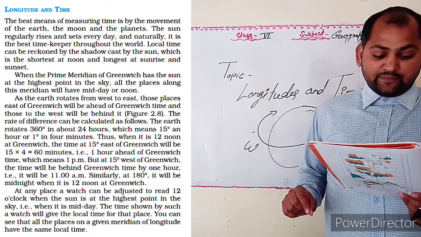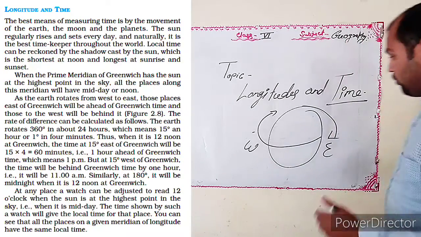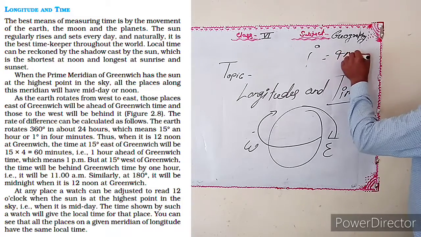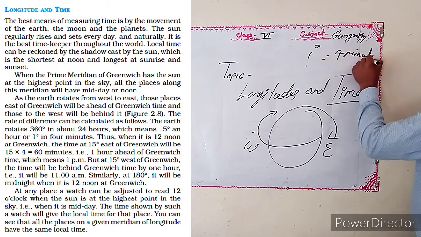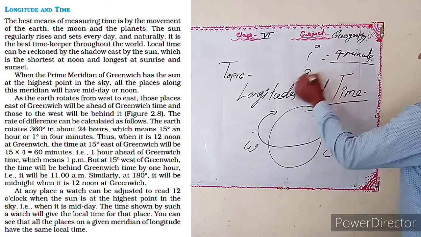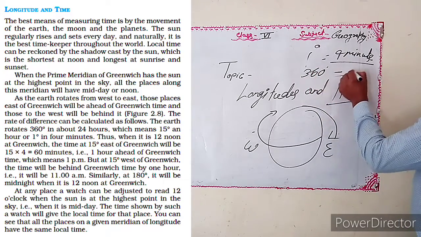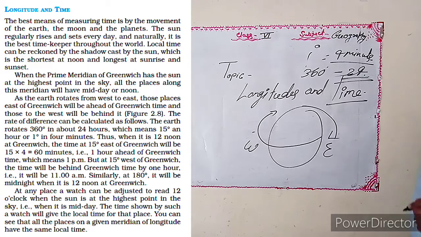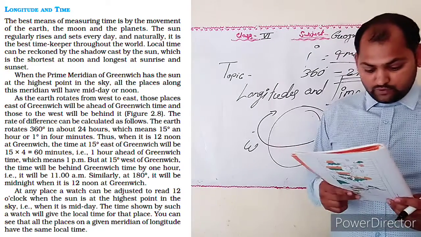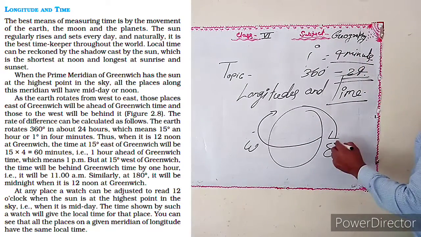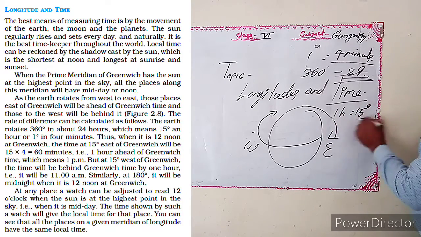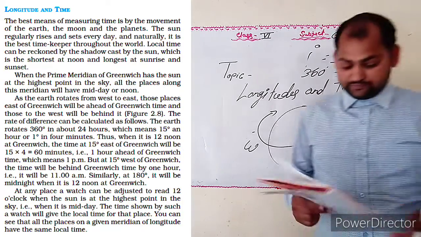1 degree means 4 minutes. 360 degrees in 24 hours. So, dear students, understand: 1 hour means 15 degrees.